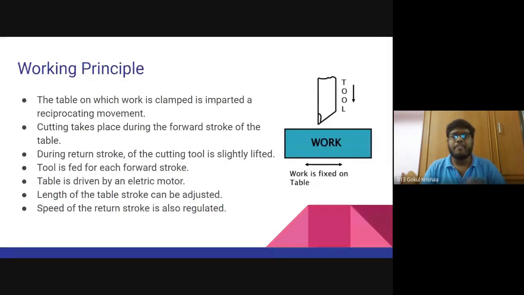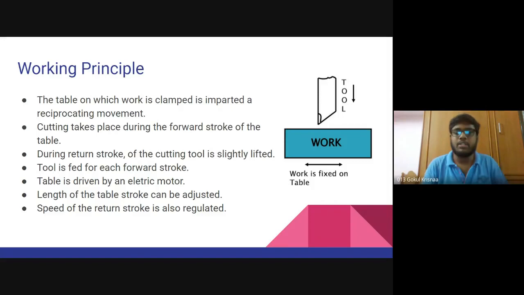When the table is moved towards the front, the tool will be machining this workpiece, and during the backward stroke, the tool will be slightly moved upward, and the table will be back to its position. So during the forward stroke of the table, machining will actually take place. This table is driven by an electric motor, and also we can easily adjust the stroke length of the table. We can easily regulate the speed of the return stroke of the table.